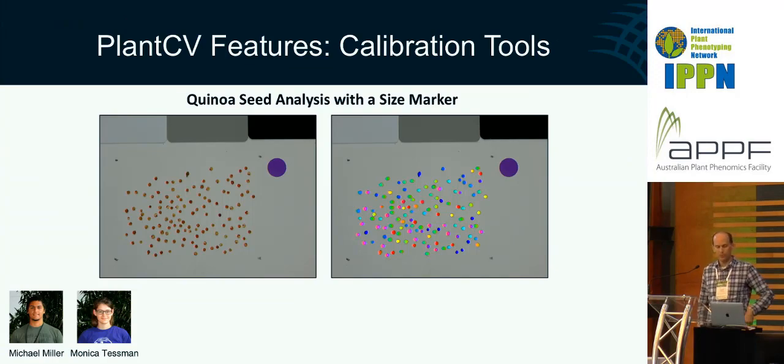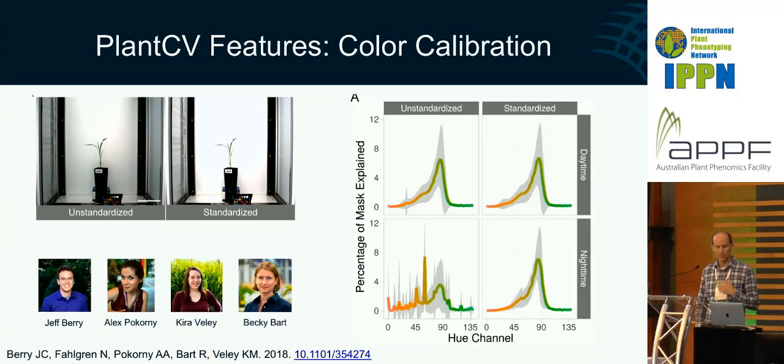We have some calibration tools built in, like size marker calibration if you want to calibrate your measurements to physical dimensions. In this case, we're looking at seed image analysis. More recently, we added a color calibration tool. In this case, we've got the X-Rite color card in our pictures that we can use to calibrate the color of every image if we want, or we have it set up so you can just periodically take standards and build color correction matrices.